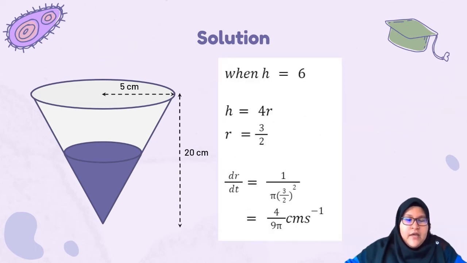Next, we have to substitute the value of h into the equation h equals 4r, and then we will get the r value equal to 3 over 2. And the last step, we have to substitute the r value into the dr over dt equation. So dr over dt equals 1 over pi times (3 over 2) squared. And then the final answer, we get dr over dt equal to 4 over 9 pi centimeters per second.